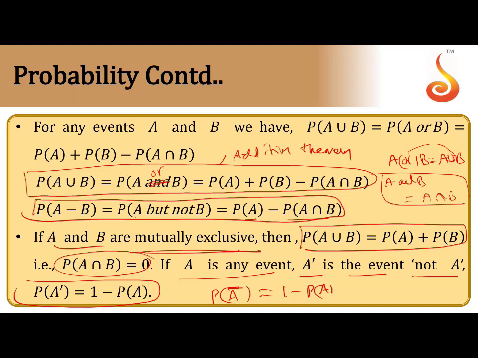Next, first, what is the addition theorem? How to find the probability of the difference of two events? P of A minus B is P of A minus P of A intersection B. If A and B are mutually exclusive events, P of A or B equals P of A plus P of B.